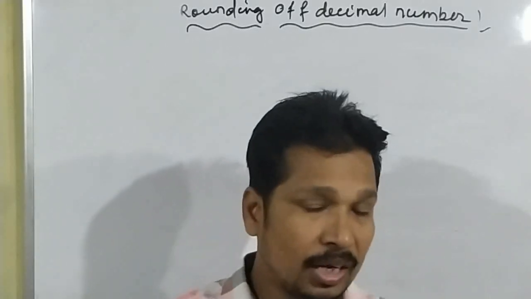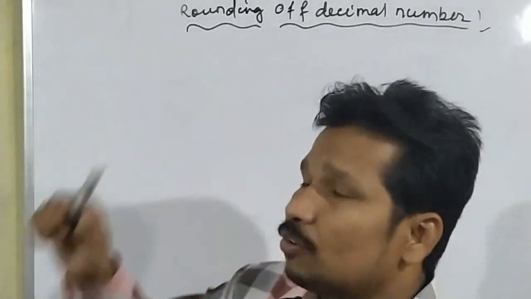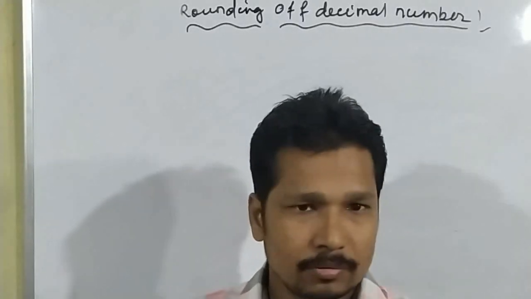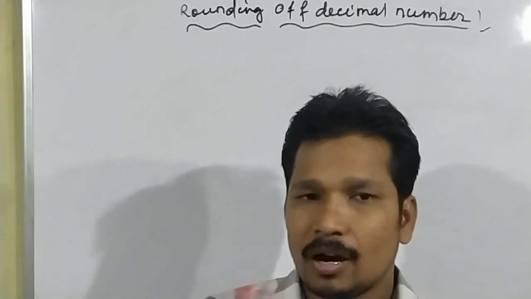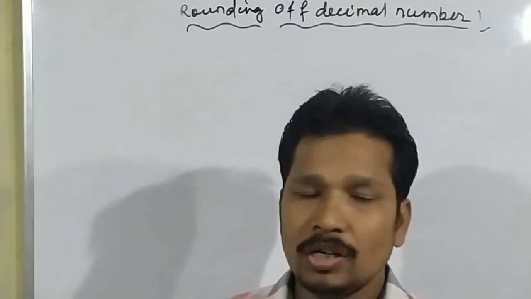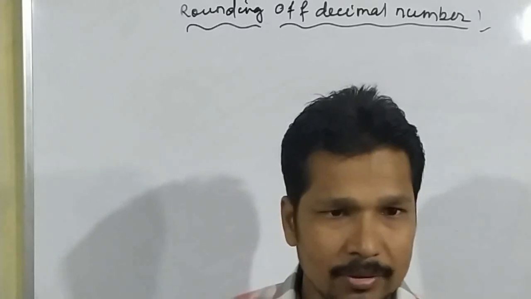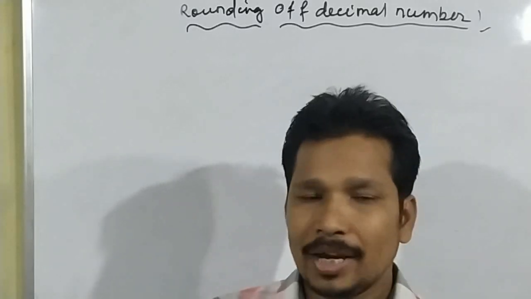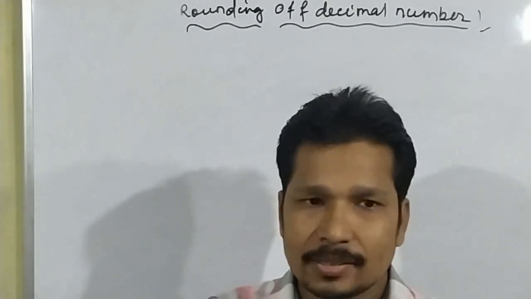Today we will learn a new chapter whose name is Rounding of Decimal Numbers. In previous classes, in class 6, we already learned how to round off numbers. But in that case, we only learned how to round off natural numbers. Here we have to round off decimal numbers. Okay, so let's start our video.